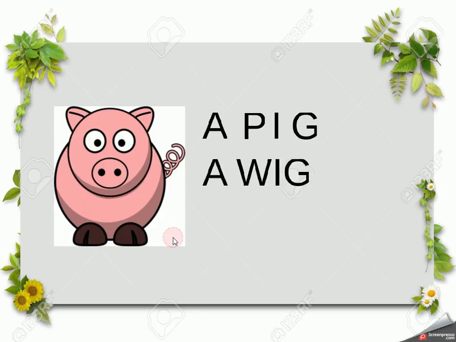Let's have a look at another sound. This time we've got another animal. We've got a pig. The sound that we're looking at here is "ig", an I and a G. If you look, I've put an "a" in front of the word, so this must be a general pig that I'm talking about, not a specific pig. If I was pointing at a particular pig, I'd say it's the pig. But the "a" refers to a general animal. Could be a wig if you've got it on your head.